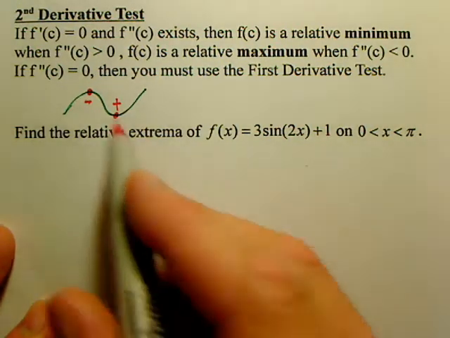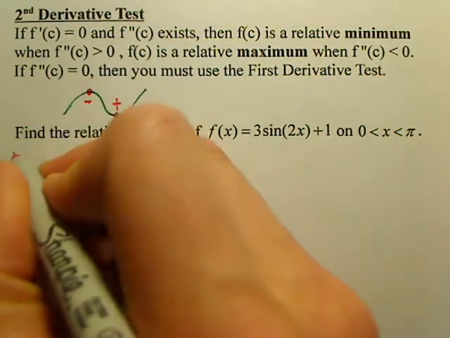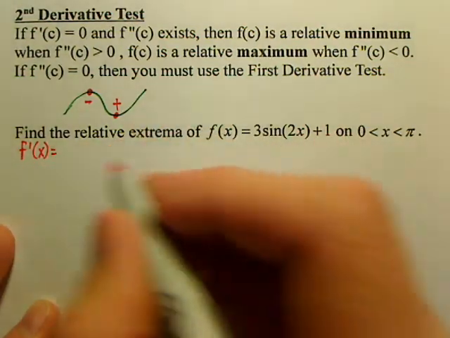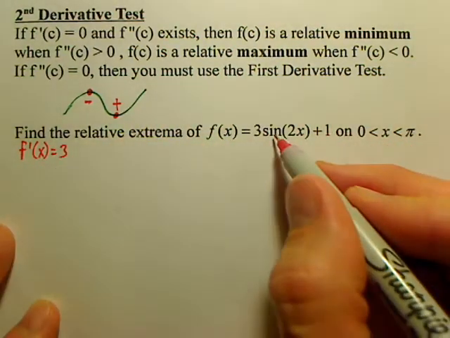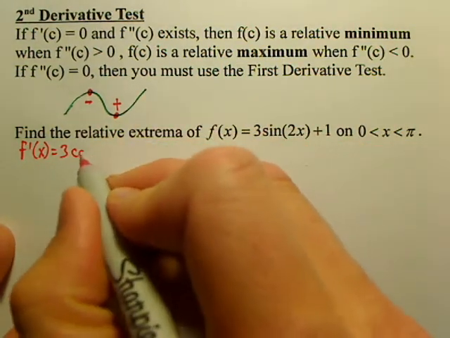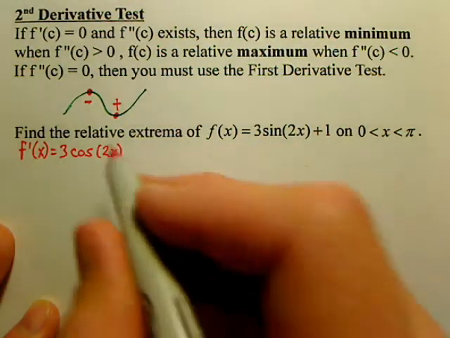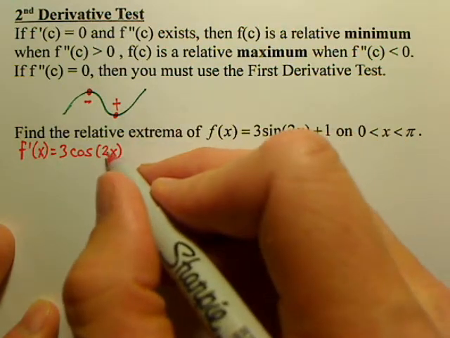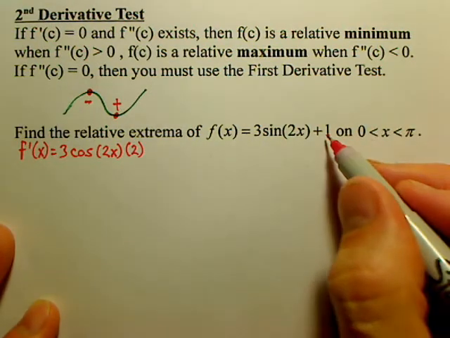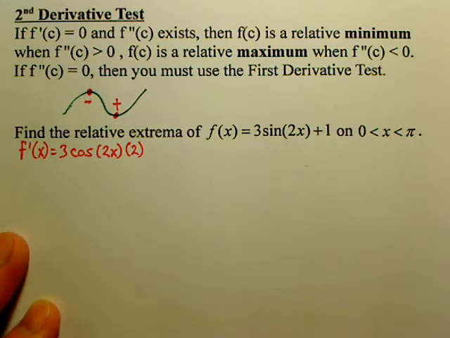All right, so what we're going to do is first find critical numbers, or find where the first derivative equals 0. So let's take the first derivative, f prime of x is equal to, that's going to leave a 3 out front. We're going to hopefully see chain rule here. The derivative of sine is cosine. We're going to leave the 2x. Now we derive the inside, which is 2. Derivative of 2x is 2, so we now multiply by 2. And the derivative of 1 is 0, so that drops out. So there's my first derivative.